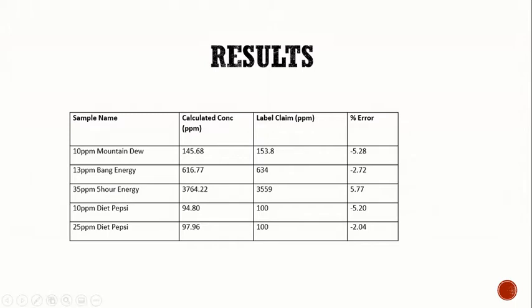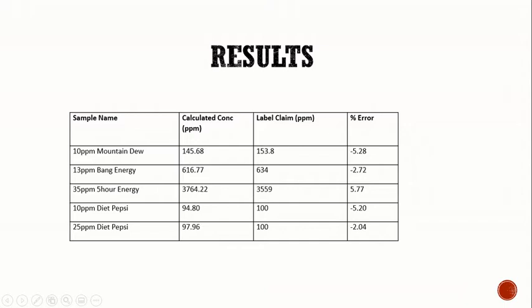For the 10 ppm Mountain Dew, the label claim states that there's about 153.8 ppm of caffeine found in this. Our result shows that we have about 145.68 ppm of caffeine in it, and the percentage error, which is the difference, is about 5.28%.